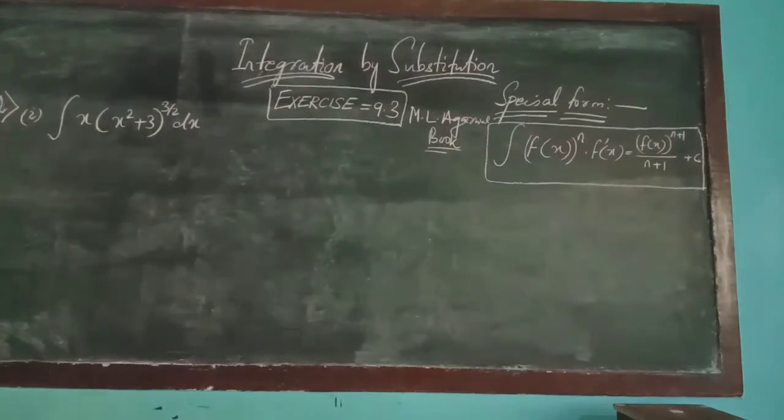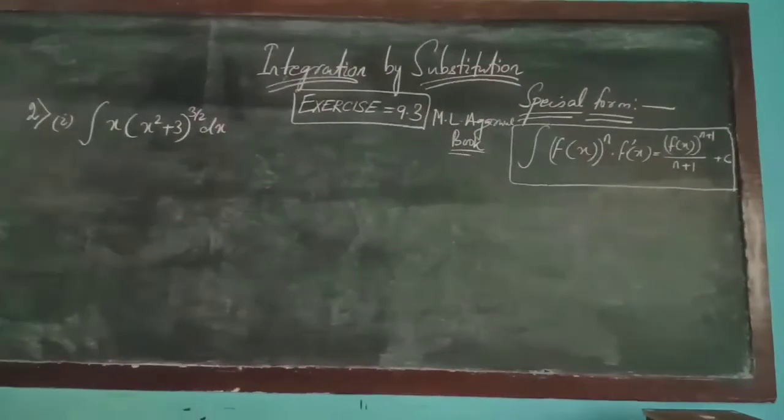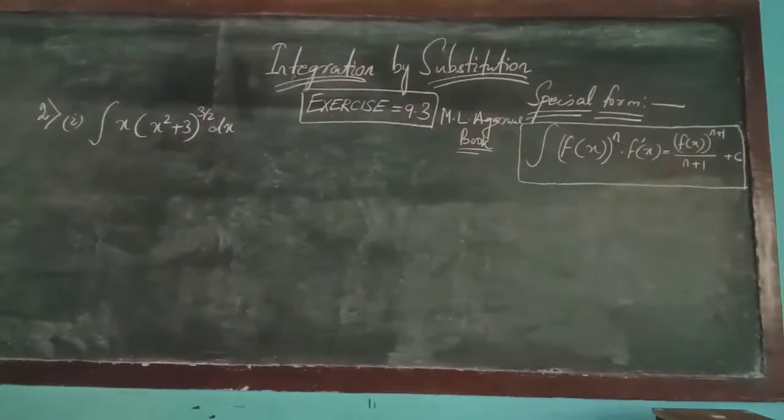Let us go next. See question number 2, first part. The question given is, inside the bracket, x square plus 3, whole to the power 3 by 2, and outside the bracket x, and it is dx. See how to solve this question.